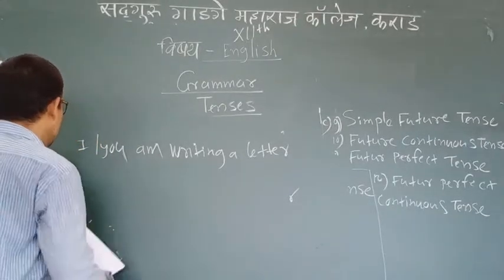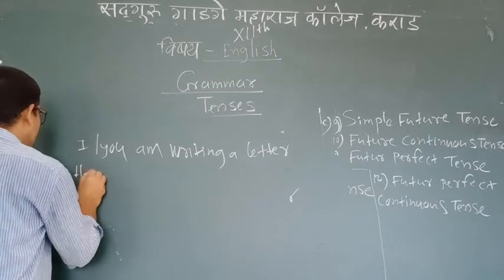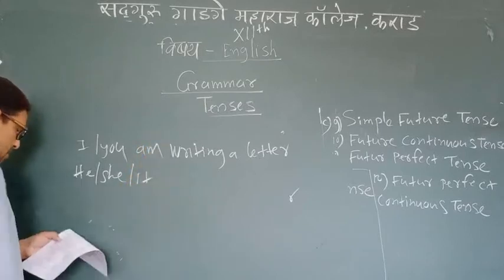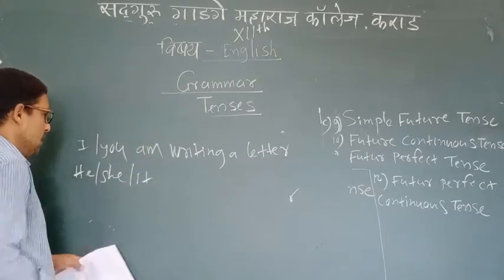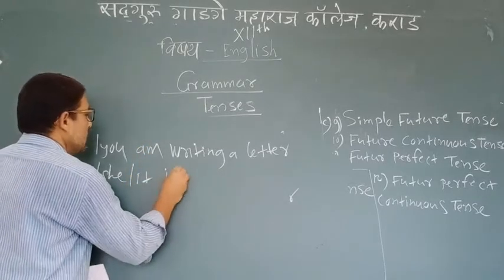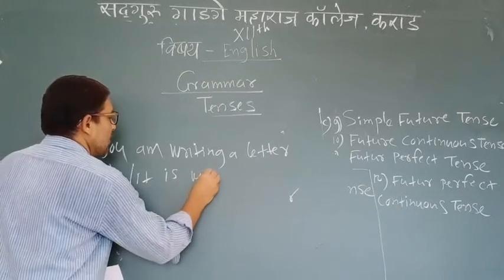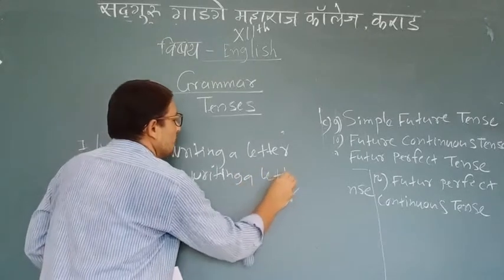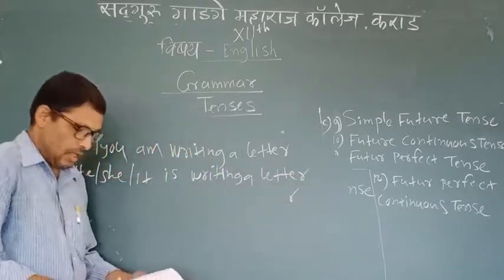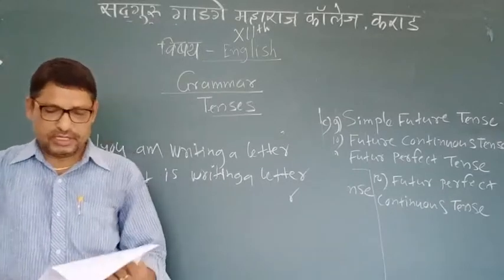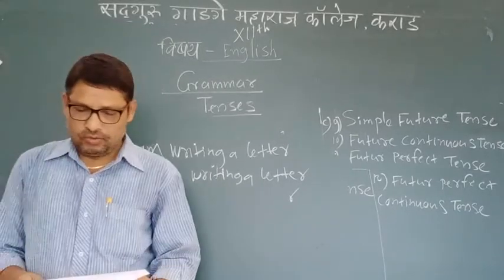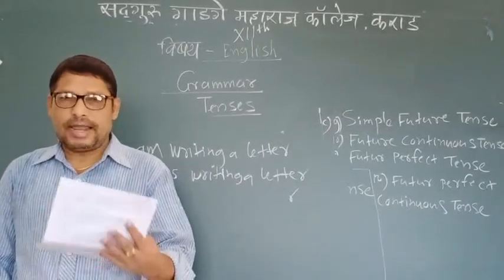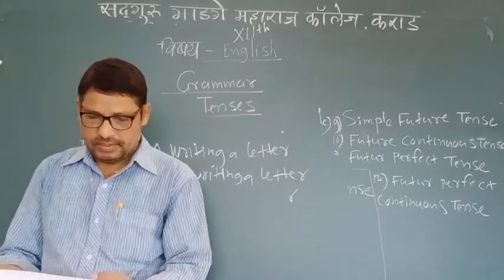Another subject, he, she, it. If you use he, she, or it, we use the verb is. He is writing a letter. And if you take the plural subject, you, we, they, we use are. They are writing a letter.